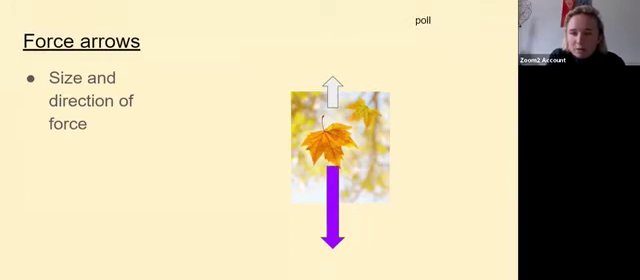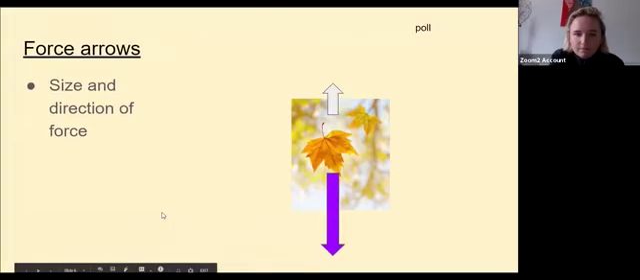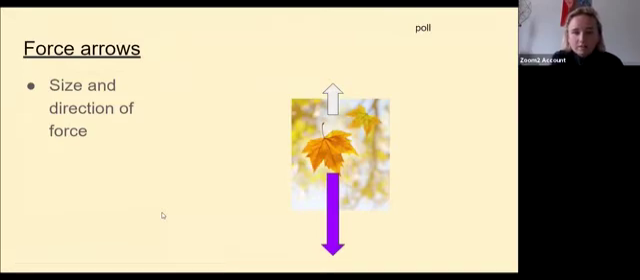Mr. Lamb, could I have the next poll, please? On this diagram, which force is shown by the downwards arrow, this purple one here? Is it air resistance, gravity, upthrust, or friction? Okay, another 5 seconds. 5, 4, 3, 2, 1.